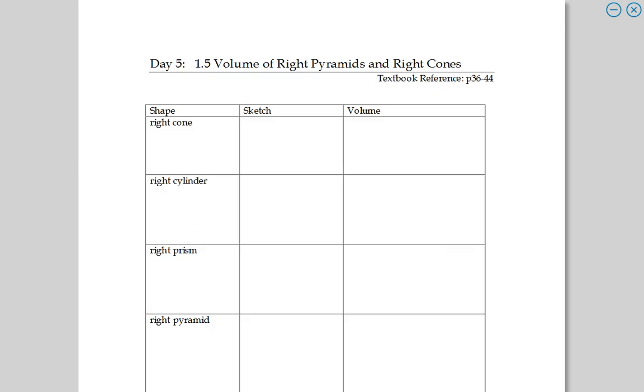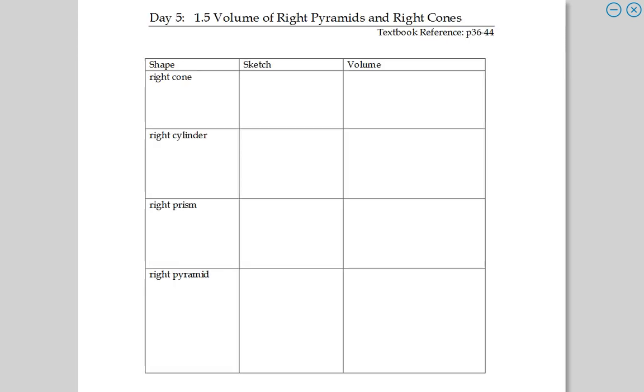Yeah, flip the page to day 5. This is where we're at, day 5. We're going to talk about volume. Volume is way easier than surface area. It's just formulaic.